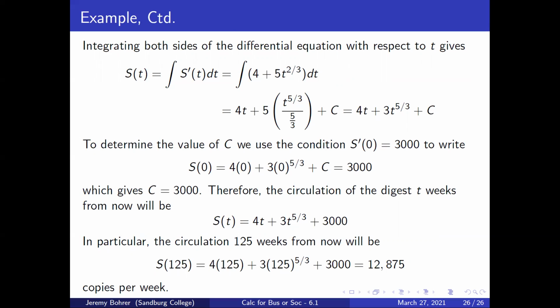In particular, the circulation 125 weeks from now will be S of 125 equals 4 times 125 plus 3 times 125 to the 5/3 plus 3,000, which equals 12,875 copies per week.